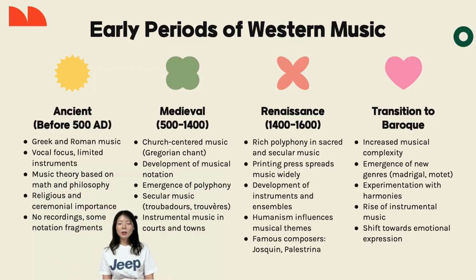The next period is Renaissance. The meaning of the word Renaissance is rebirth. Again, being born. The Renaissance dates from 1400 to 1600. In this era, rich polyphony. Polyphony is having more than one voice. Polyphony, many voice parts moving independently.